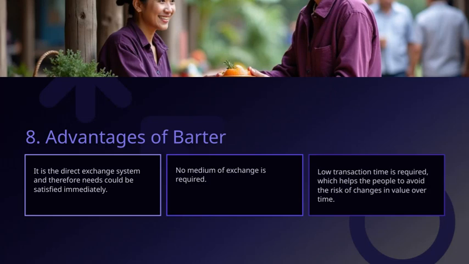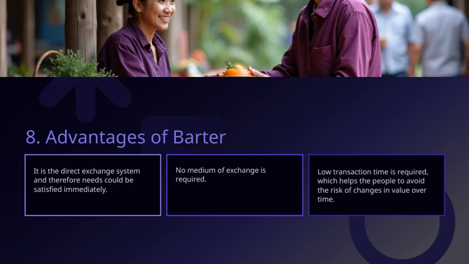Low transaction time is required, which means transactions can be completed quickly and efficiently. This helps people avoid the risk of changes in value over time, so they don't have to worry about prices fluctuating before the deal is done. No medium of exchange is needed in this system, since goods or services are exchanged directly. It's a straightforward, immediate process, satisfying needs right away without involving money. This is what we call a direct exchange system.